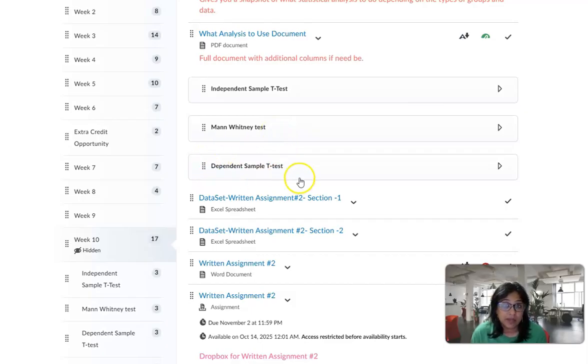When do I do a dependent sample t-test? We do a dependent sample t-test when we have the same participants in the first and the second group. So think about it as a pre and a post test. So you give a pre-test, you do an intervention, and then do a post-test. If you're doing that, then it would be a dependent sample t-test. So these are the three.